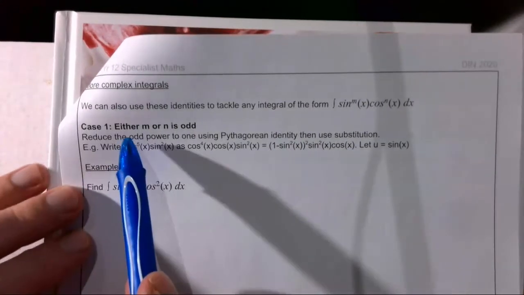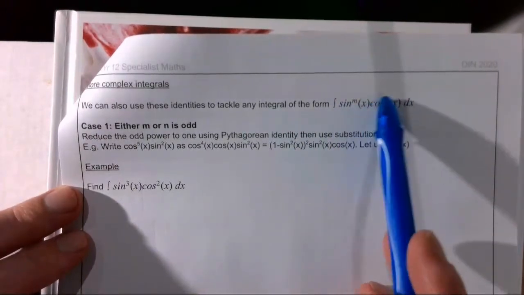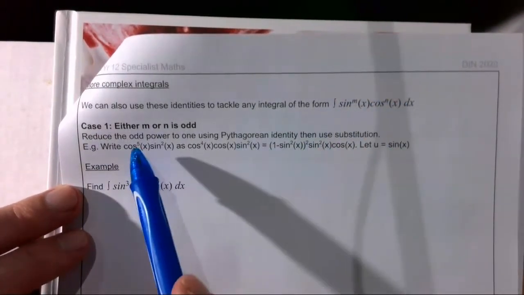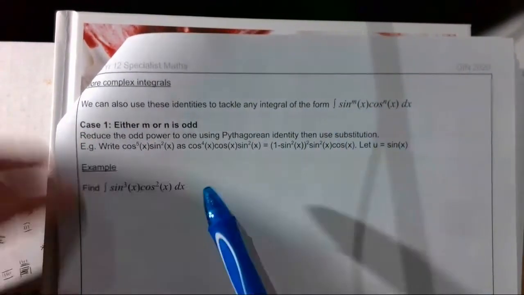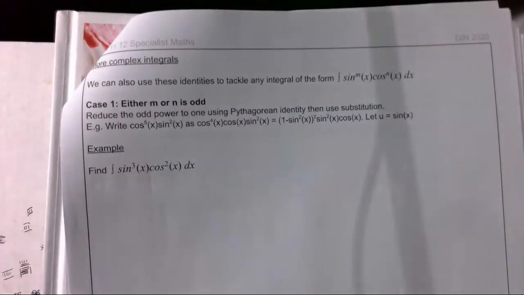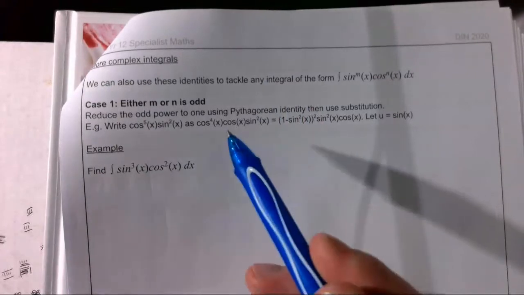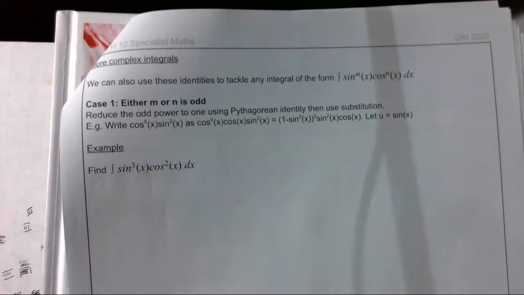We're going to look at the case where we've got powers of sine multiplied by powers of cos. The first case is where one of those powers is odd, and the second case is where both powers are even. We're going to use slightly different strategies for each of those. So I'm going to talk you through the strategy, then I'm going to give you a chance to do it, and then we'll go through it.